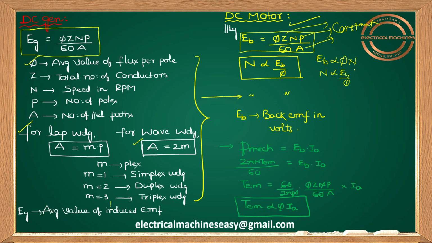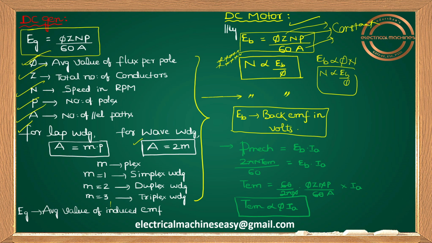This relation I wrote here is a very important relation from the problem-solving point of view in DC machines. Many questions are asked based on this relation. N is proportional to Eb by phi. What about the nomenclature? Whatever I told for phi, Z, N, P, A earlier is the same here. Eb means back EMF in volts, and Eg means generator voltage in volts.